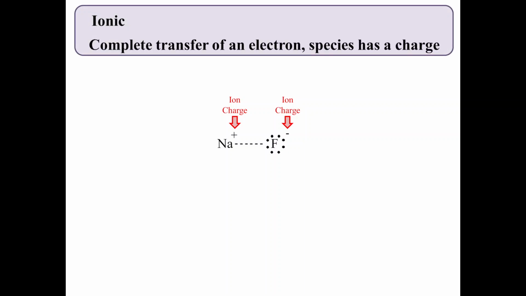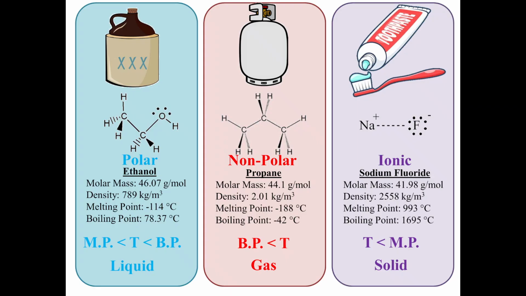And so whenever this occurs, we know that we have an ionic species, and that means we have a complete transfer of an electron. So that sodium is completely giving up its electron to the fluorine, and now they're going to have a charge. This normally occurs whenever we have a metal interacting with a nonmetal, and this will always result in ionic bonding. The reason that ionic bonding occurs is essentially due to Coulombic attraction. So going back to our list, we'll see that sodium fluoride is ionic.